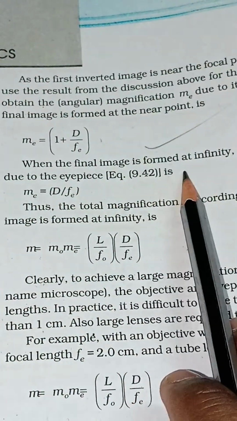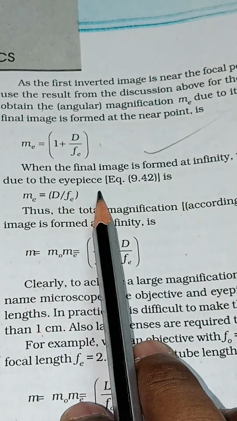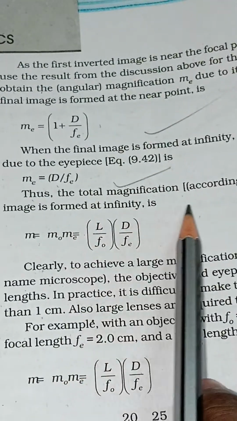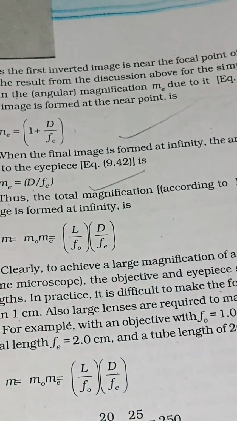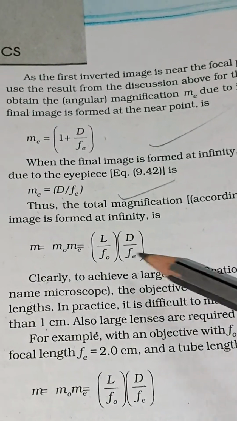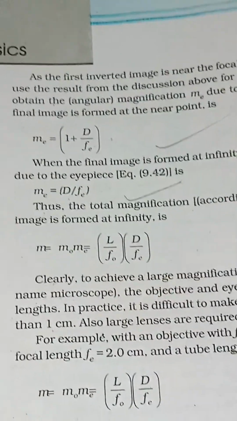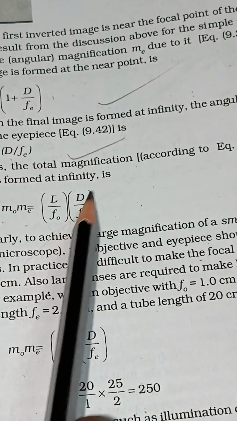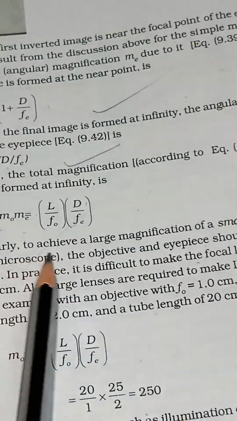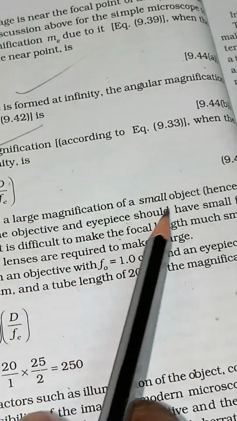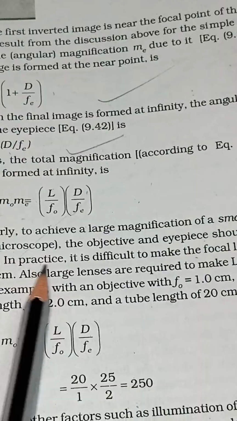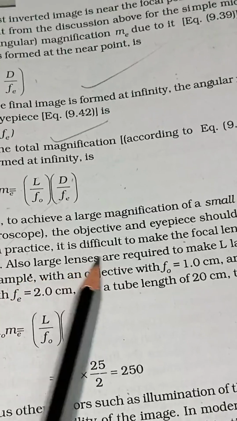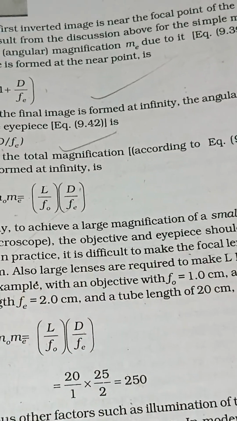When the final image is formed at infinity, the angular magnification due to the eyepiece me is equal to D upon fe. The total magnification, according to equation 9.33, when the image is formed at infinity, is m equal to m0 me equal to L upon f0 multiplied by D upon fe. Clearly, to achieve a large magnification of a small object, hence the name microscope, the objective and eyepiece should have a small focal length. In practice, it is difficult to make the focal length much smaller than 1 centimeter.